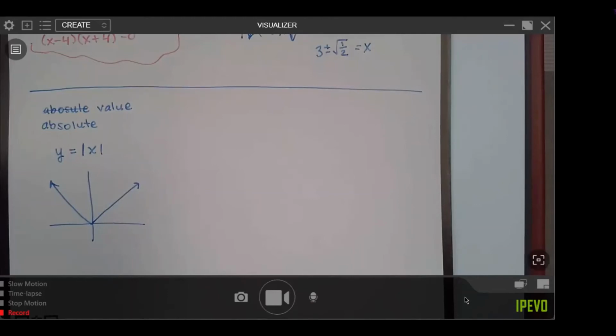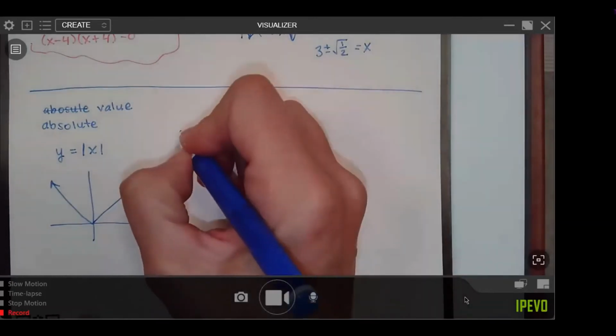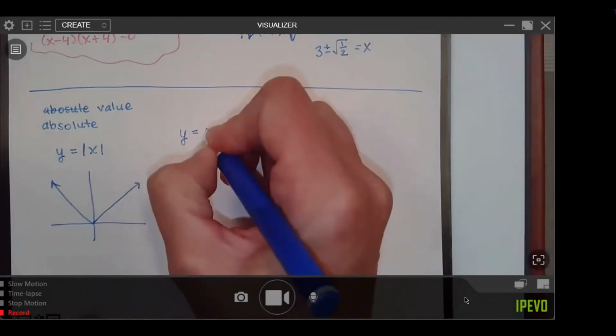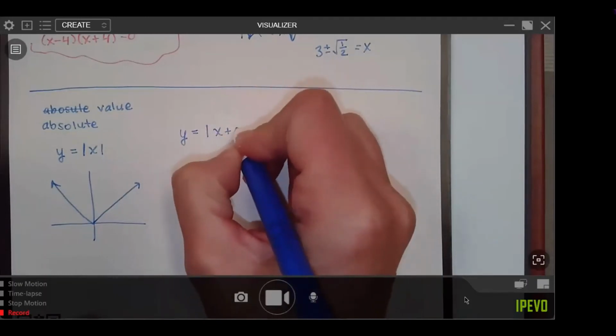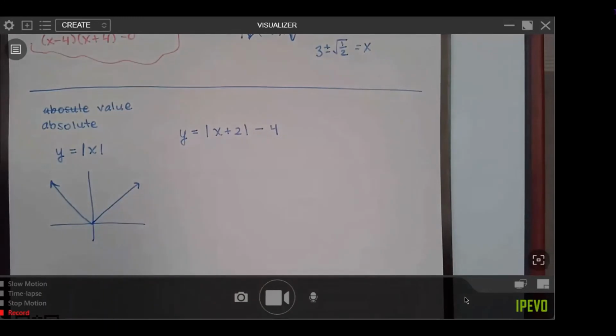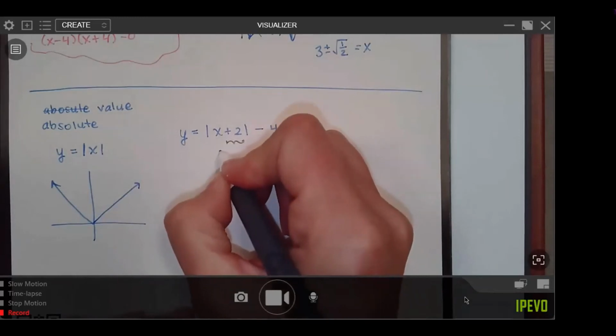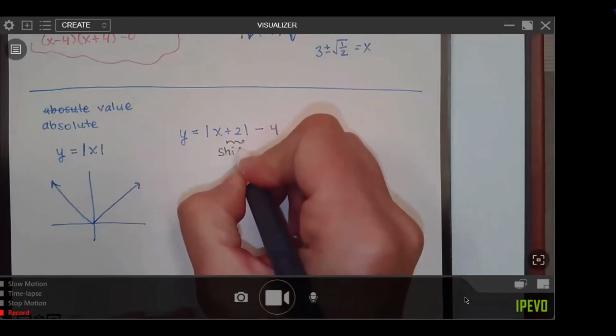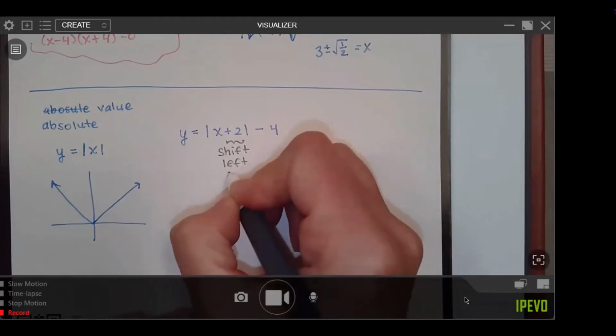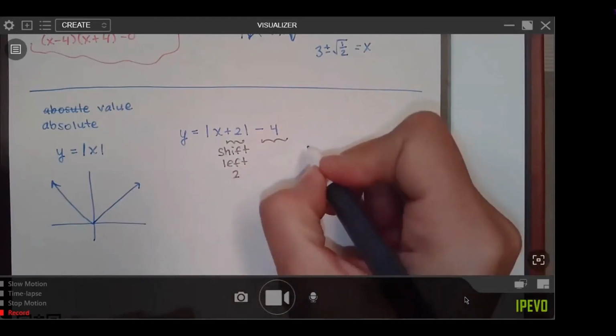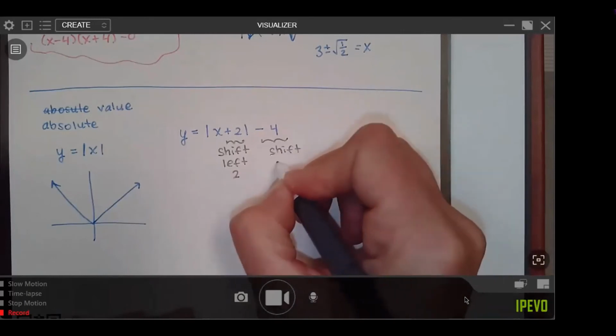So when we talk about absolute value graphs, we also talk about a vertex. That pointy part at the bottom, we sometimes call a vertex. Sometimes I've heard it referred to as a cusp. Either one works. So if I were to shift it by saying something like absolute value of x plus 2 minus 4, that plus 2 part is saying to shift 2 to the left. And the minus 4 on the back end is saying to shift down 4.